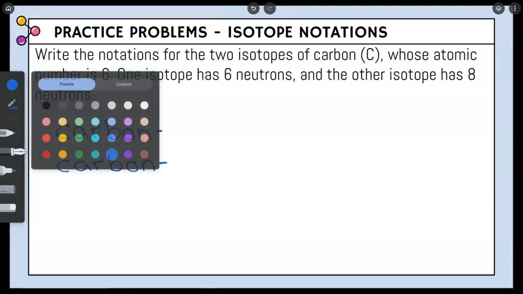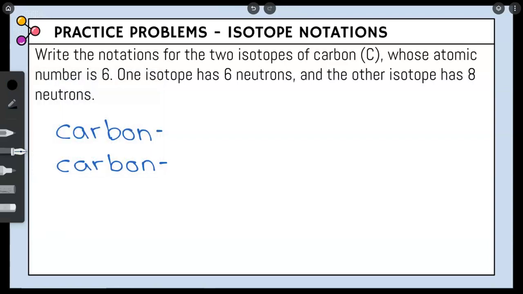We are not given explicitly in the problem what the mass is, but we're given information we can use to find the mass. We know mass is protons plus neutrons. The problem doesn't give us protons, but the problem does give us the atomic number of 6. We know the atomic number equals protons. So carbon, protons are 6. It also gives us the neutrons of each isotope. Isotope 1 has 6 neutrons, and isotope 2 has 8 neutrons.